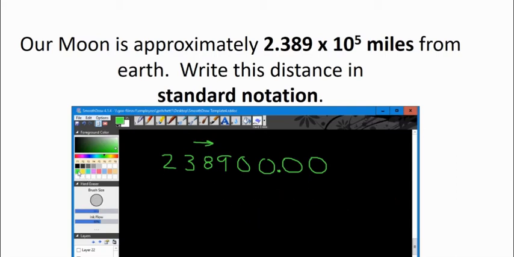So this number here is really, start from the decimal, go 3, make a comma. So this is 238,900 miles. That's how far our moon is approximately from Earth.